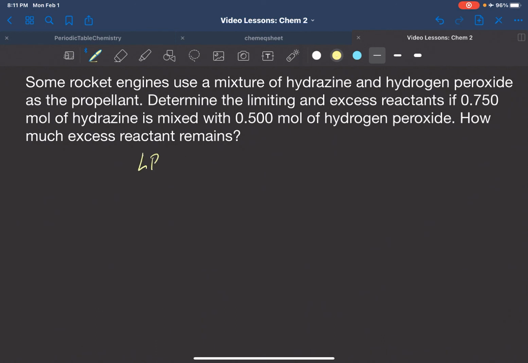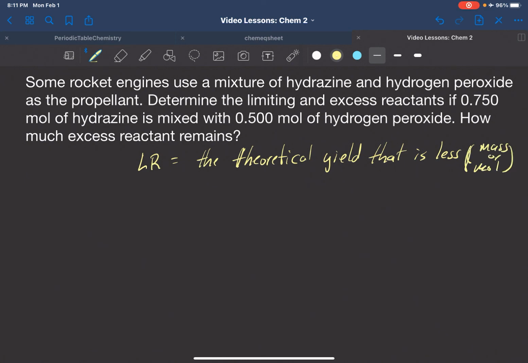So, limiting reactant, that's always going to equal the theoretical yield that is less, and that is in mass or mole units. Doesn't matter. Typically we go to the mass unit because in lab your scale doesn't measure out moles, it measures out a mass unit, in grams, right? So typically we just go all the way to mass. And on your assessments, unless otherwise asked for, that's usually what I'll assess you on is mass units, because that's practical. It's what we do in class, right?